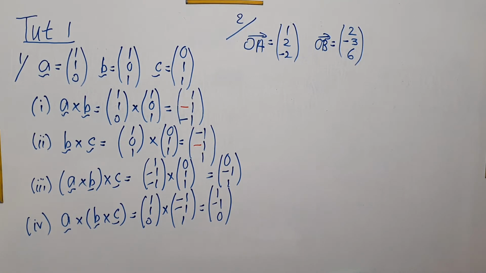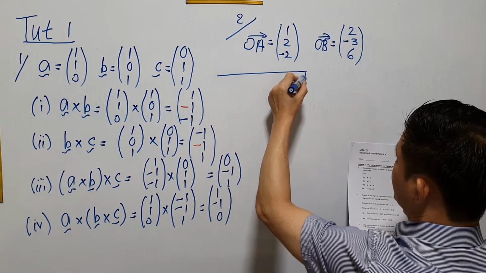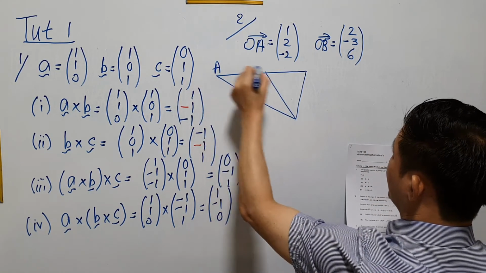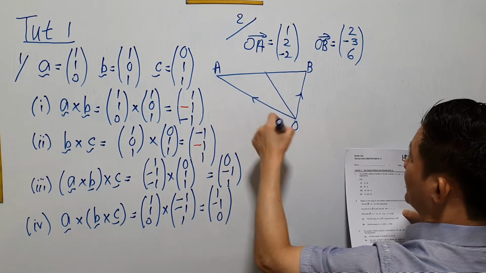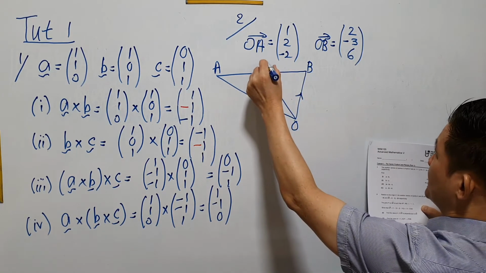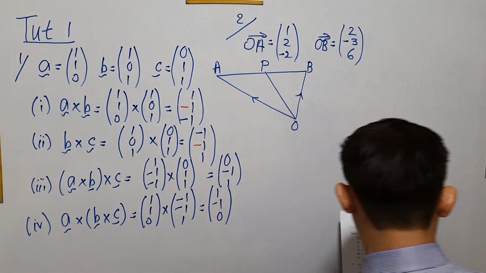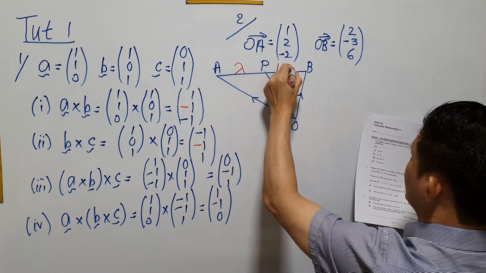In this question, there's a third point P. According to the question, maybe this is the origin O, there's a point A and this point B, and there's OA and OB. So this vector OA, this vector OB, P may be somewhere here. And then you're told that the point P is on the line AB, and point P divides AB in the ratio of lambda to 1 minus lambda.